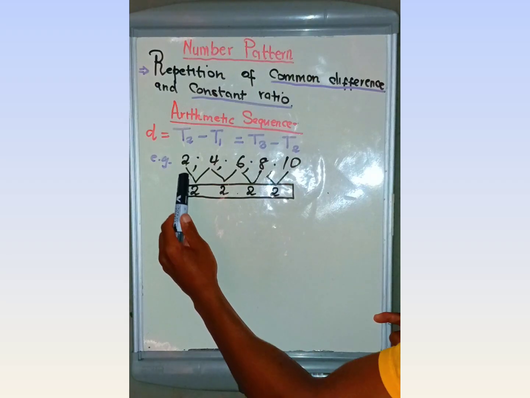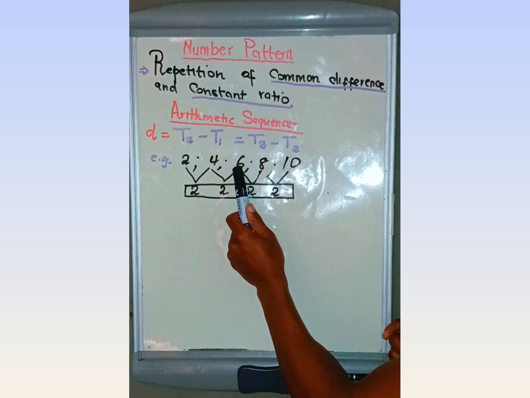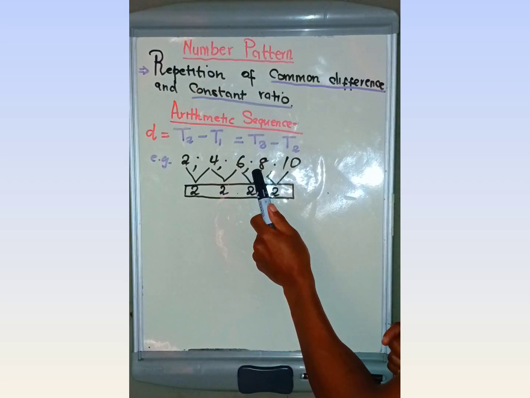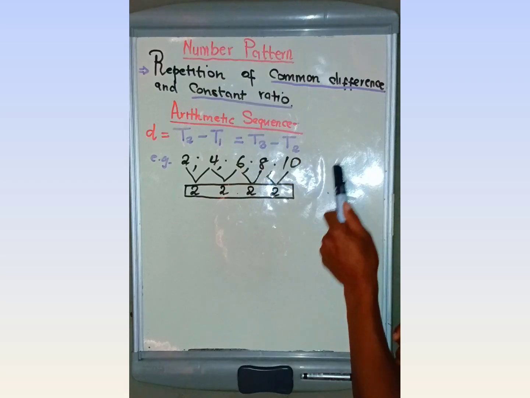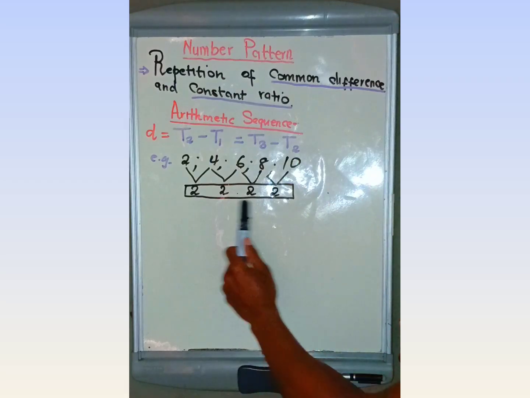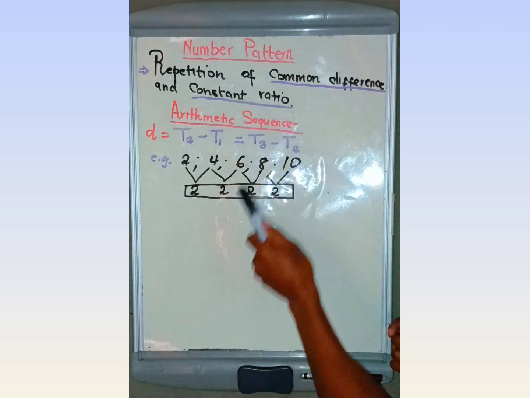We normally say that 2 plus 2 equals 4. 4 plus 2 equals 6. 6 plus 2 equals 8. 8 plus 2 equals 10. Then 10 plus 2 equals 12. Do you see that? This is a common difference, the repetition of a common difference.